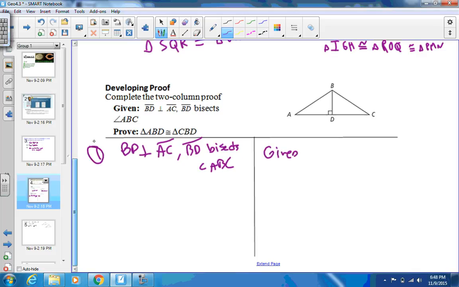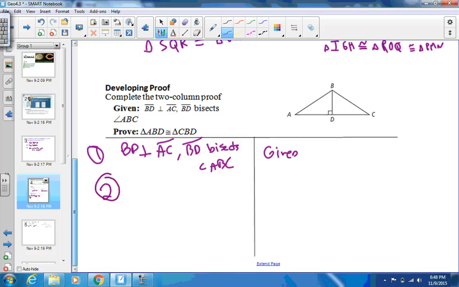All right. Now, let's see if we know anything else from the given. Well, keep in mind, we're trying to prove that those two triangles are congruent, and we're probably going to want to use the angle side angle. So let's see, step 2.